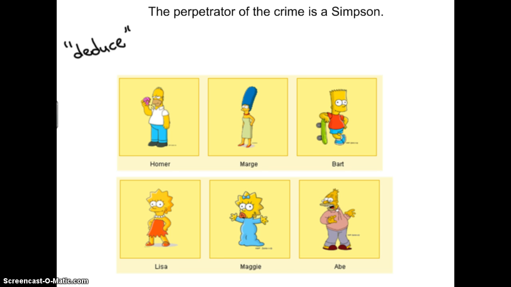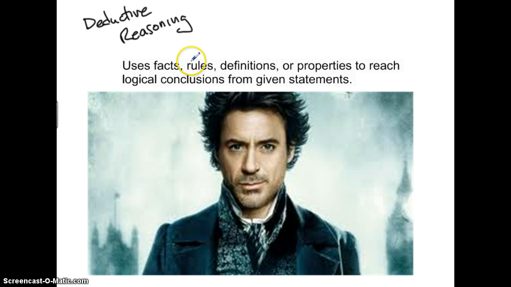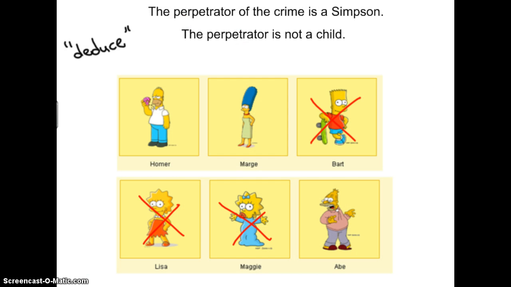Let's say the perpetrator is not a child. So, if the perpetrator is not a child, we can go ahead and cross Lisa, Maggie, and Bart off the list. So now remember, we're using facts, rules, definitions, or properties to draw logical conclusions. So let's see what other facts we can add to this.